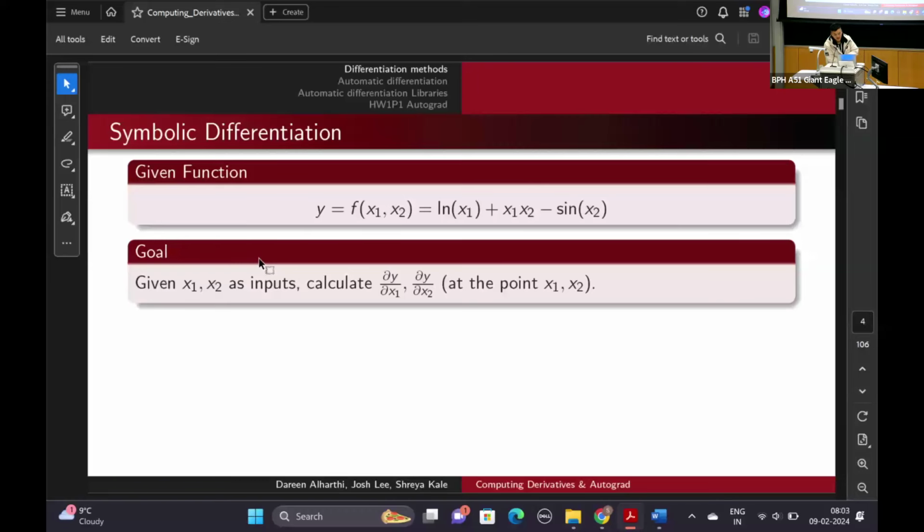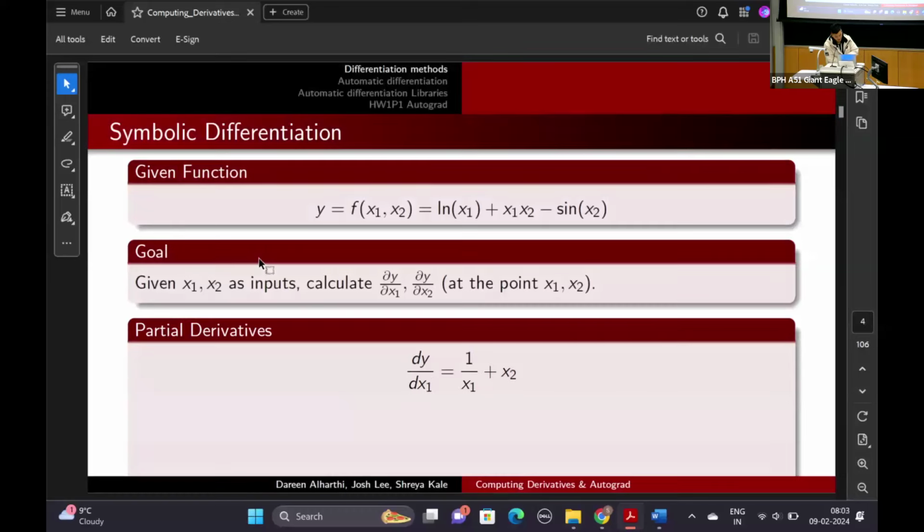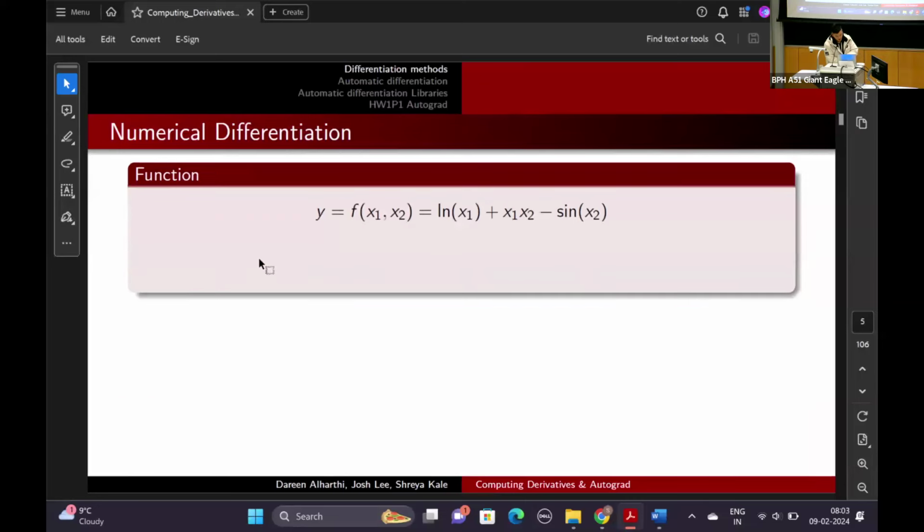Yes, exactly. So it's going to be 1 over x1 plus x2, and the reason is that you need to differentiate all these three terms separately. And similarly, dy dx2 is going to be x1 minus cosine of x2, and that's because you care about the latter two terms as opposed to the former two terms.